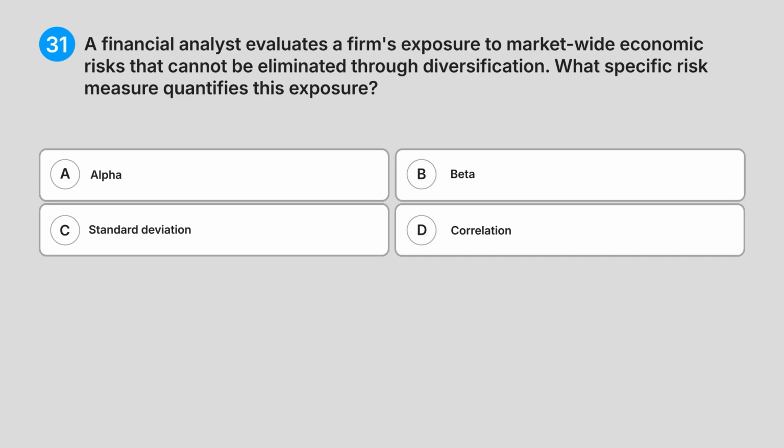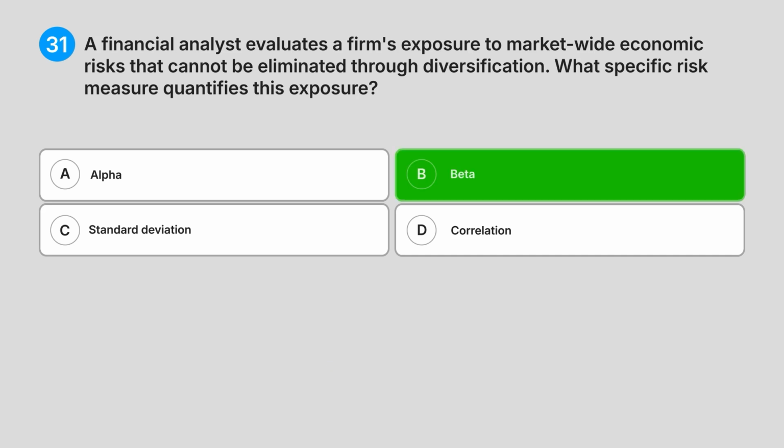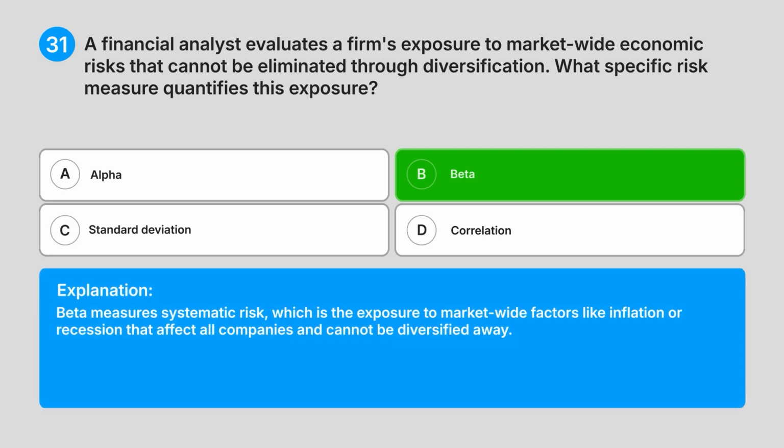Correct answer, B. Beta. Explanation: option B is correct because beta measures systematic risk, which is the exposure to market-wide factors, like inflation or recession, that affect all companies and cannot be diversified away.